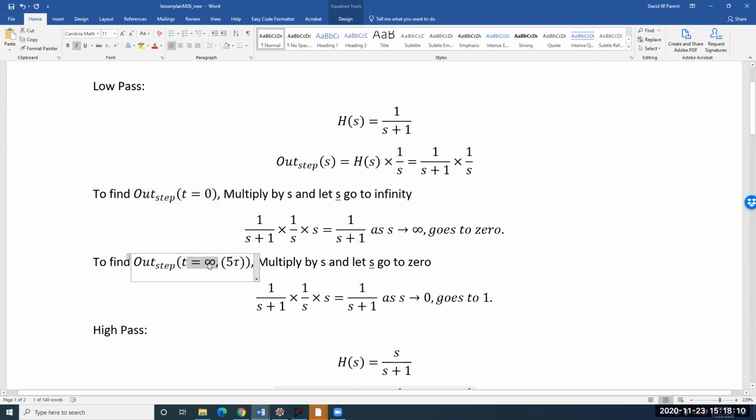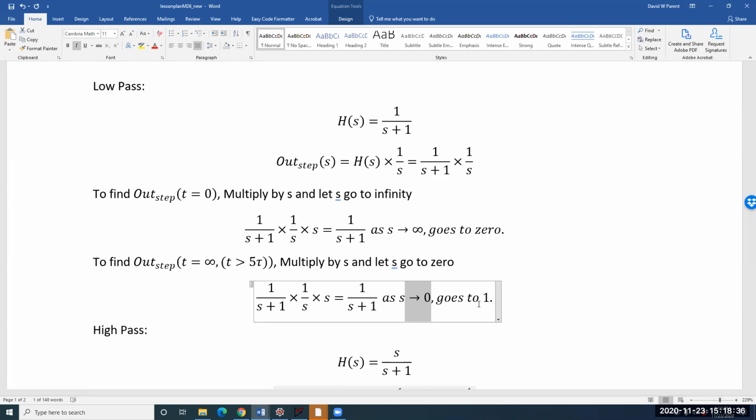But what happens when time goes to infinity for a first order low pass filter? Infinity being time greater than 5 tau, right? Well, we do the same thing. We multiply by S. It really just cancels the step response, right? We let S go to 0, and then the output goes to 1. And so this idea that what happens at high frequencies affects the beginning of the simulation, and what happens at low frequencies affects the end of the simulation.